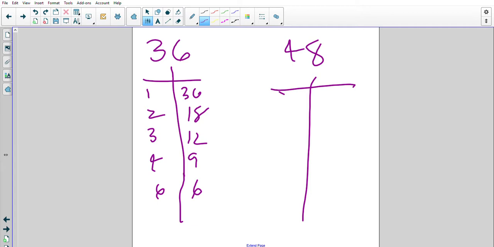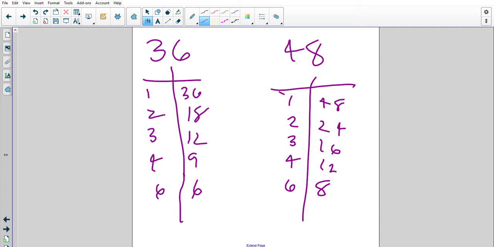Let's see what happens with 48. We have 1 and 48. 2 and 24, 3 totally goes in there, 48 divided by 3 is 16, 4 and 12, 5 does not, but I know if 2 and 3 does, then 6 does, so 6 and 8. 7 does not, and 8 does, so I know I found them all.